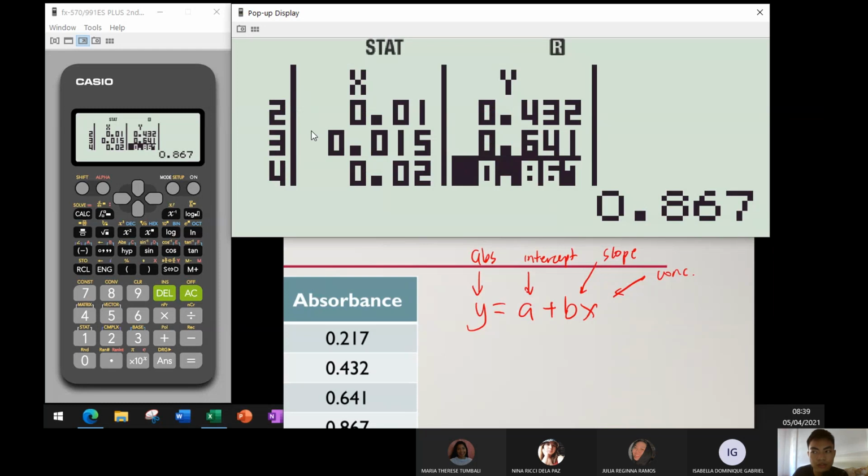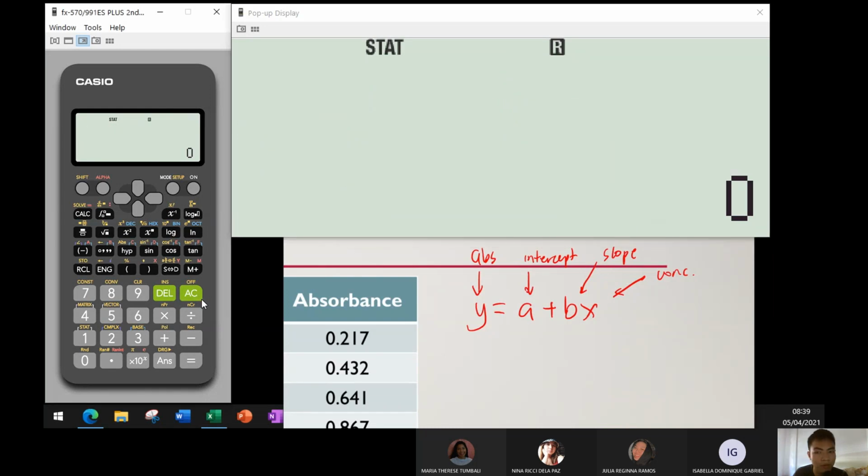Paano kukunin yun sa calcu ko? Ganito, you press AC. Mawawala yan. Then you will access the stat function, itong yellow na stat sa baba. You press shift, then stat.